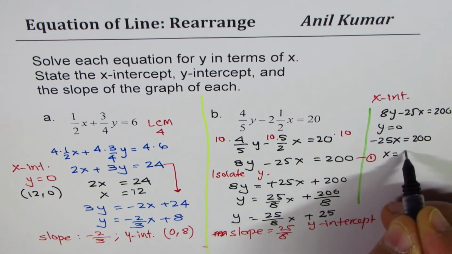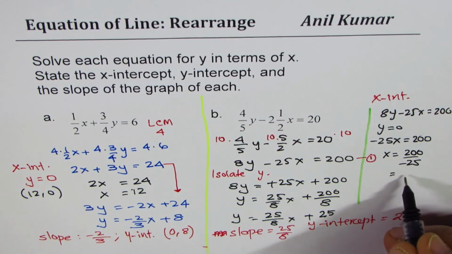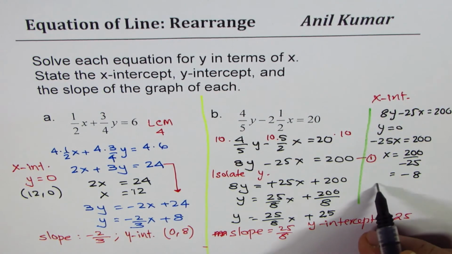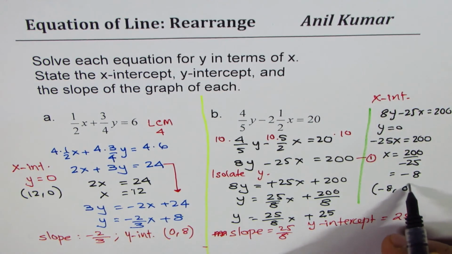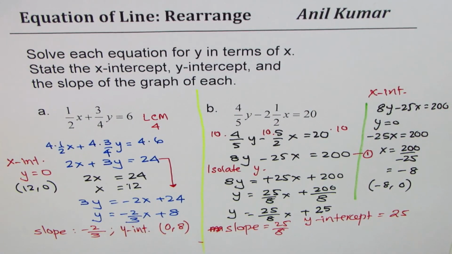So x equals 200 divided by minus 25, which is minus 8, right? And therefore the x-intercept is minus 8. You could also write this as (minus 8, 0), since y is 0 at the x-intercept. So with this we get all our solutions. You can always sketch these lines on the graph. I hope it helps. Thank you and all the best.